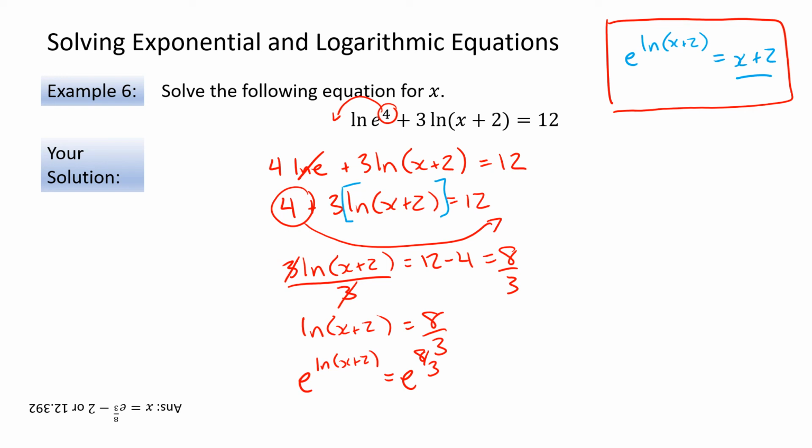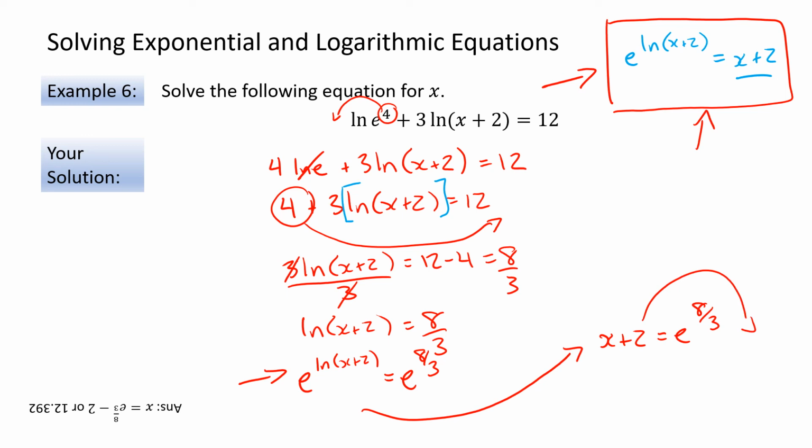Okay? Remember, whatever you do to one side, as long as you do to the other, it's fine. So remember, using this rule here, move it over here, we get just x plus 2 on the left-hand side is equal to e to the 8 over 3. So solving for x, we need to move the 2 to the other side. So we get x is equal to e to the 8 over 3 minus 2.